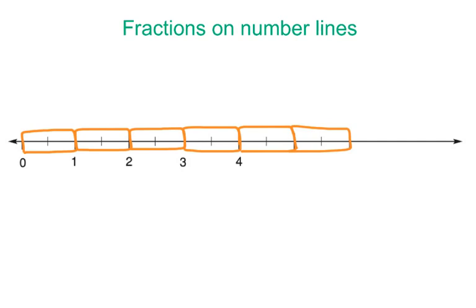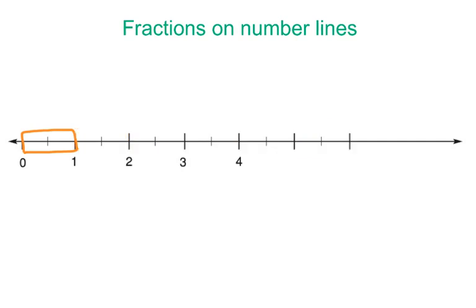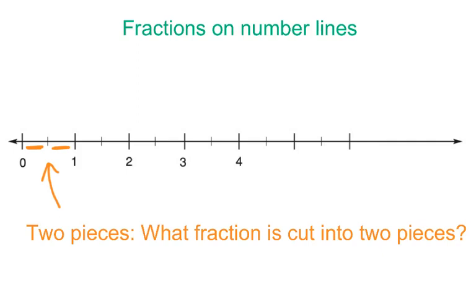But just to be a little bit clearer and to take us through the process, returning just to the 0 to 1 gap, to work out what that line in the middle is, we need to count how many gaps there are, because these gaps are the distance being travelled between the numbers. And we can see there are 2 gaps. So there are 2 jumps or 2 large distances being travelled between 0 and 1. So we have 2 pieces. It's broken into 2 pieces. So what fraction is cut into 2 pieces?